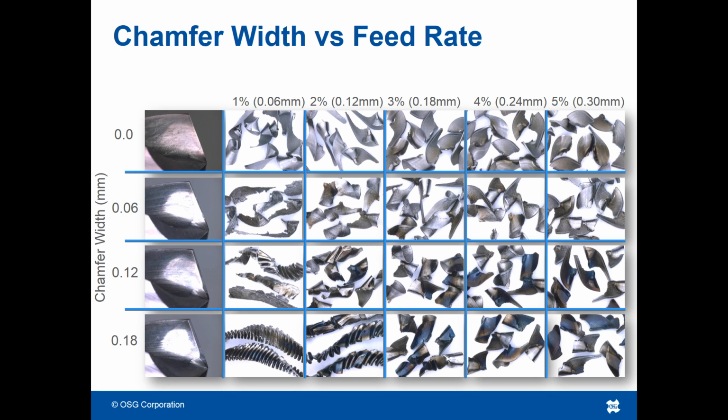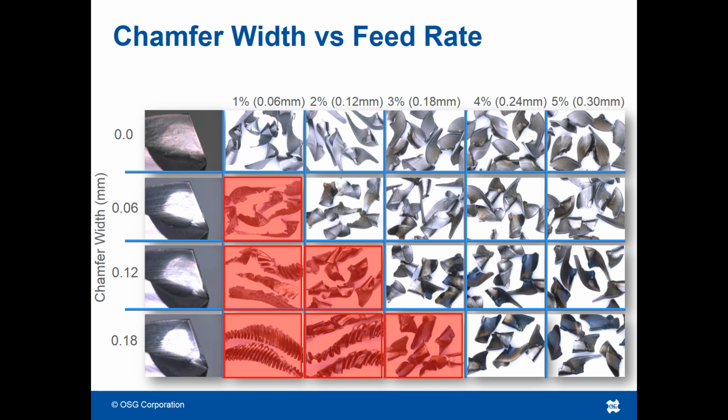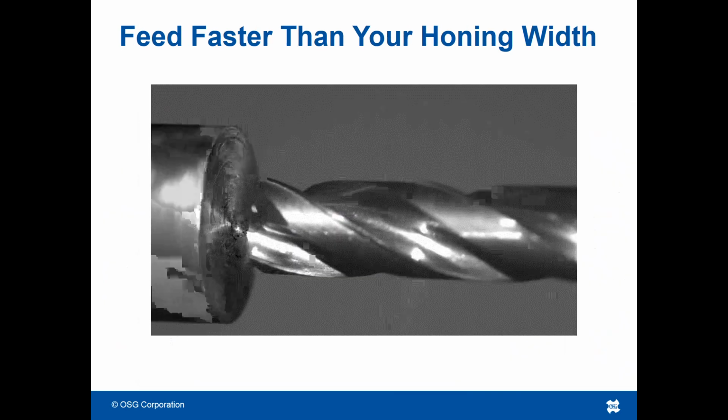You can see in this chart how the chip shape changes as a result of feed rate and chamfer width. For the feed rates below the width of the chamfer, highlighted in the red boxes, the resultant chips are very inconsistent and poorly shaped. This can create bad surface finish and also make chip evacuation difficult.